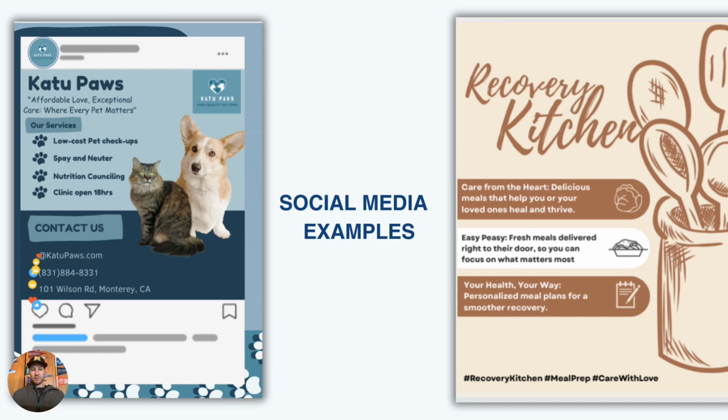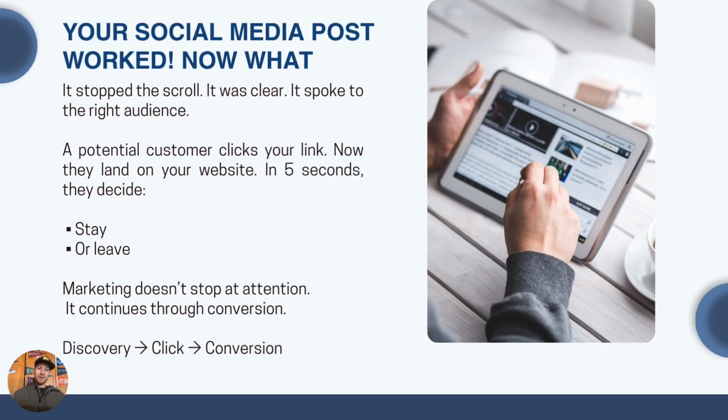I give students a couple of examples here, and then from there, now that your social media post worked, what happens next? Oftentimes, when you click on it, it says, click here to learn more. It's going to take you, for example, perhaps to a website. So it stopped the scroll, and that's the goal. It was clear. It spoke to the right audience. Your potential customer clicks your link, and now that they've landed on your website in 5 seconds, they decide, do I want to stay or do I leave? Marketing doesn't stop at attention. It continues all the way through conversion. So we've got discovery. That was your social media post. They clicked it to learn more.